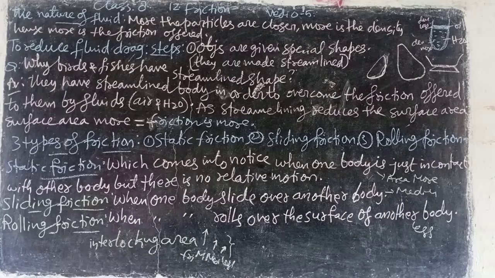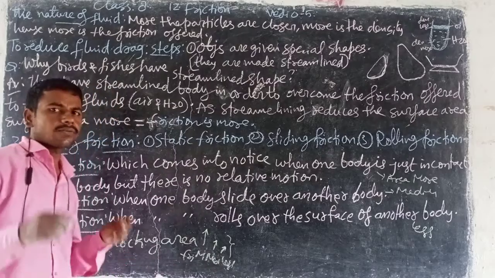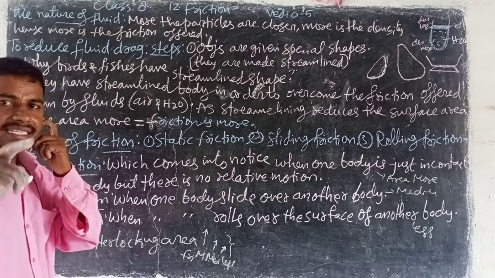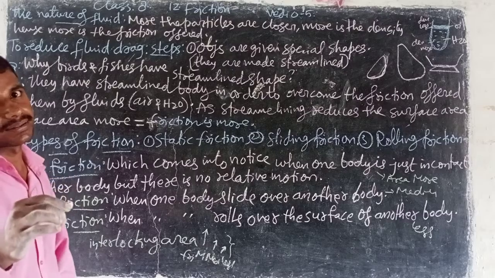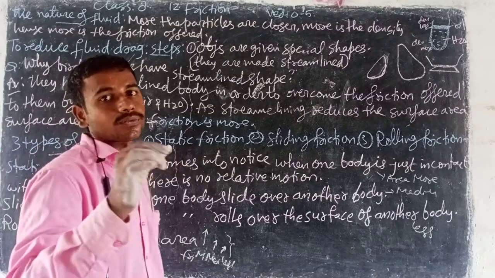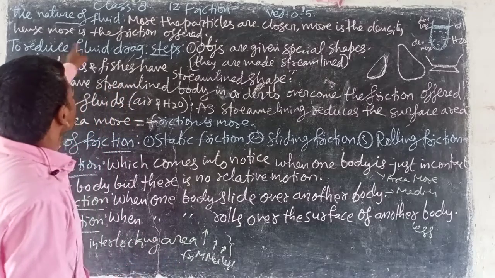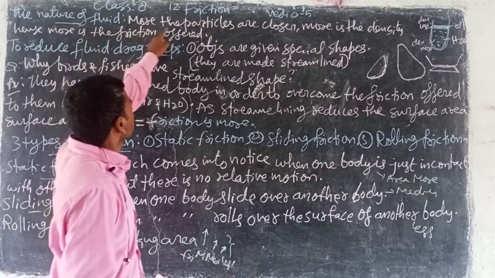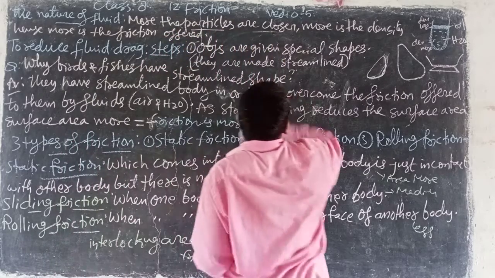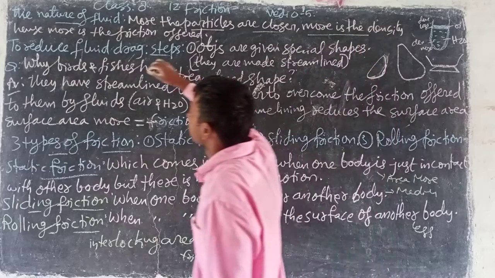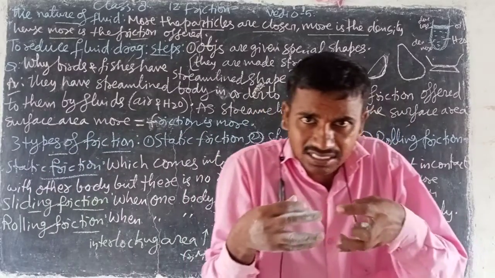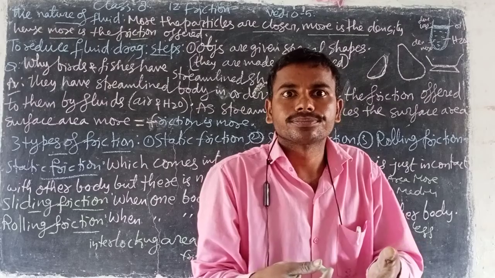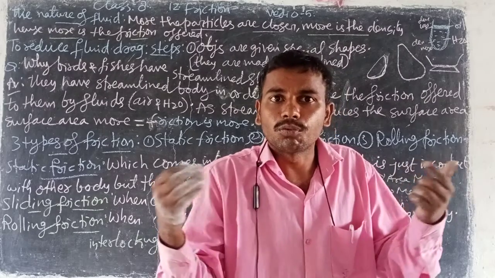Today our concept, the nature of fluid. Class, hearing, friction, video 5. Nature of fluid. Already we know fluids mean gas and liquids. Where gas and liquids are giving friction, that friction is called fluid friction. Here, very clearly, the nature of fluid: the closer the particles are, the more the density, hence the more friction offered. If more particles are close, then we will call it more density. That more density can give more friction.